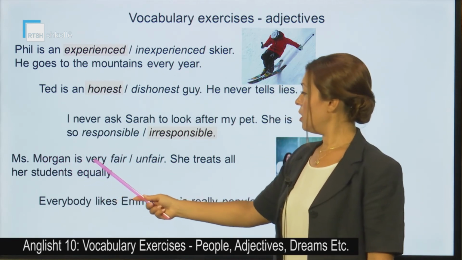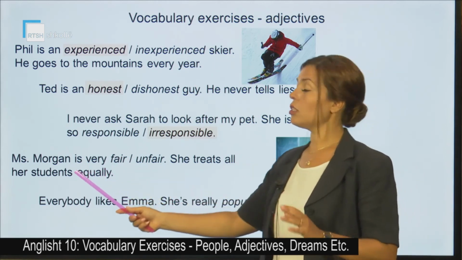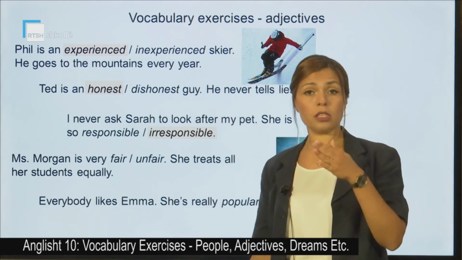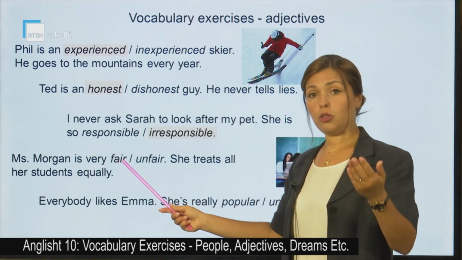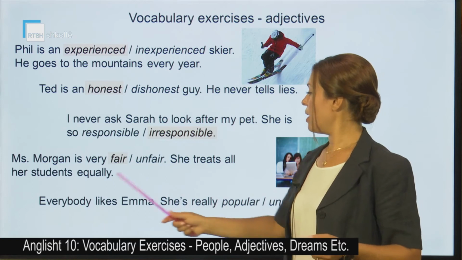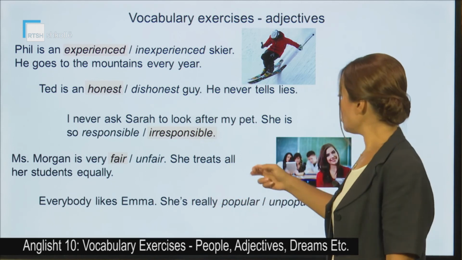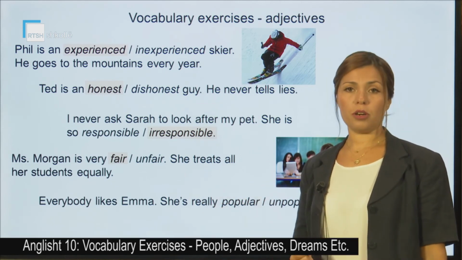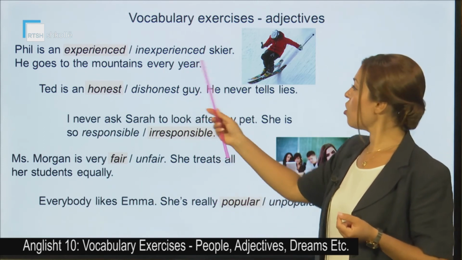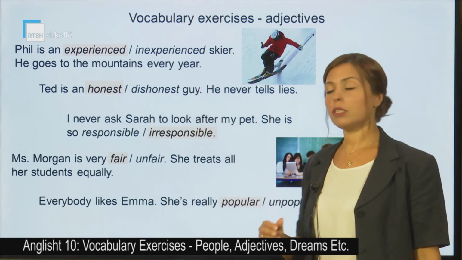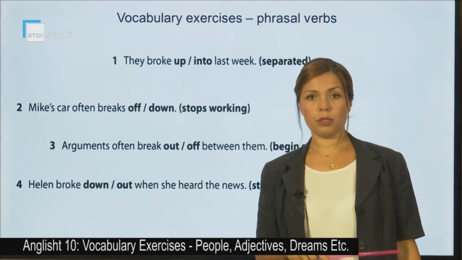Miss Morgan is very fair or unfair. She treats all her students equally. So if she treats them equally, it means that she is very fair to her students. And everybody likes Emma. Since everyone likes her, she is very popular. Everyone wants to be with her. She is popular. So we saw the words and their opposites with some prefixes. Now, we're going to see some phrasal verbs and their meaning.